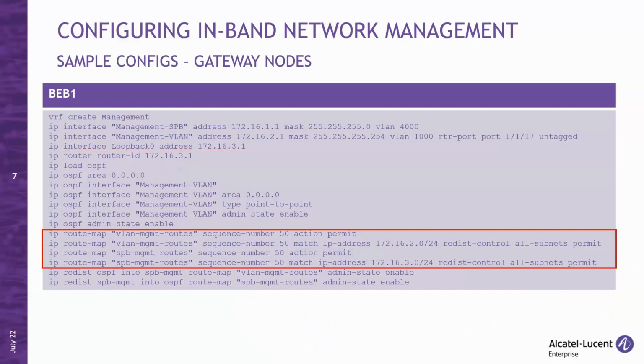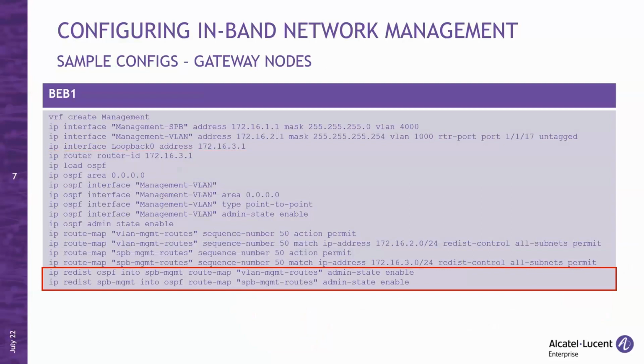Next, I have some route maps. One of them matches only the NOC subnet because this is the only subnet I want to redistribute. The other matches all management loopback addresses. Lastly, there are two redistribution commands, one from OSPF to the SPB management protocol and the other one the other way around, and in both cases, I apply the respective route map to avoid circular route redistribution.